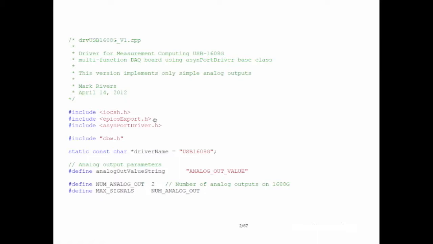A couple of symbolic constants. The number of analog outputs is 2. That's how many the hardware supports. And at this point, we're defining max signals, the number of addresses that this driver will support, to be that same number, 2. So this version of the driver will support 2 asyn addresses.